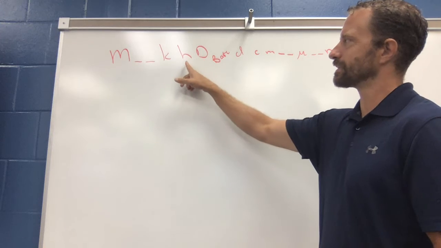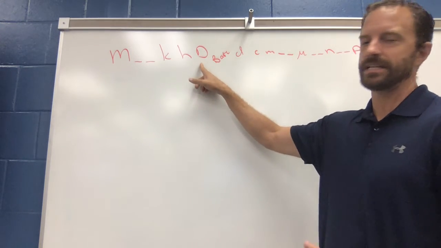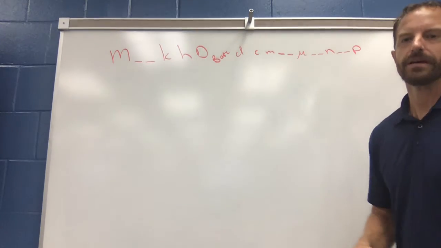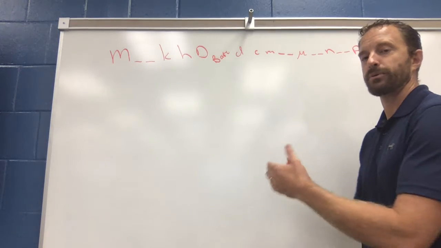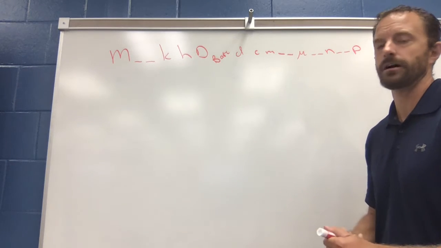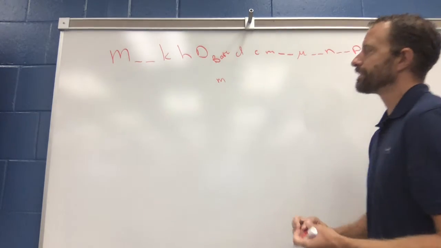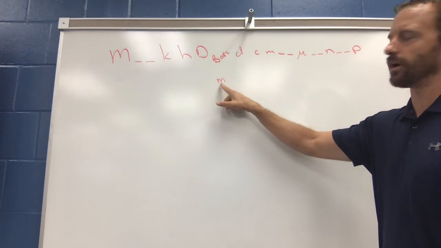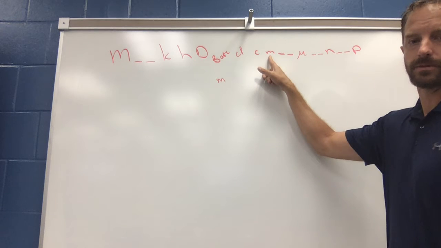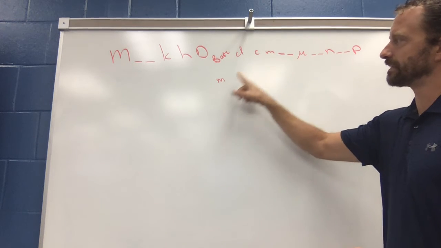Then you have some less used ones, hecta, which is 100, deca, which is 10. Then you have your base unit. Your base unit has to be there. A prefix doesn't necessarily have to be there, and a common cause of confusion is the fact that meters is m. So this lowercase m will often get confused with this lowercase m, right? Because this one stands for milli and this one stands for meter.